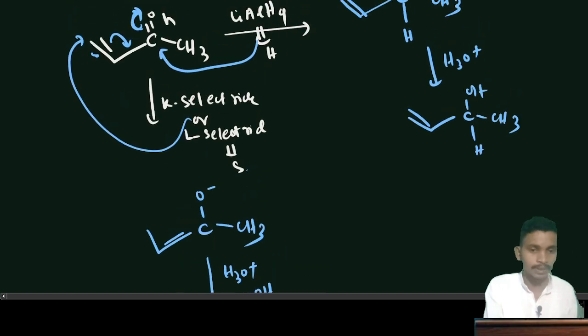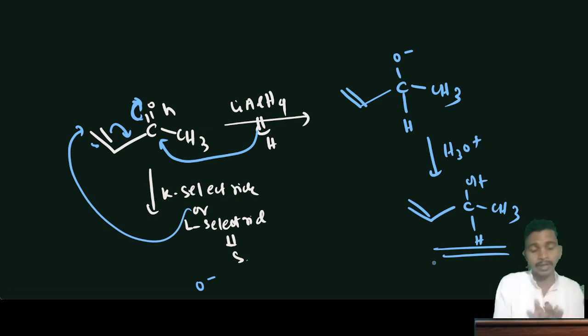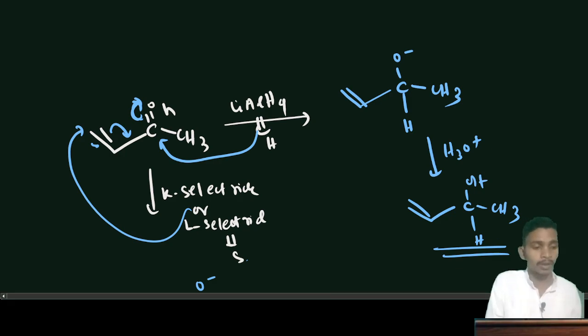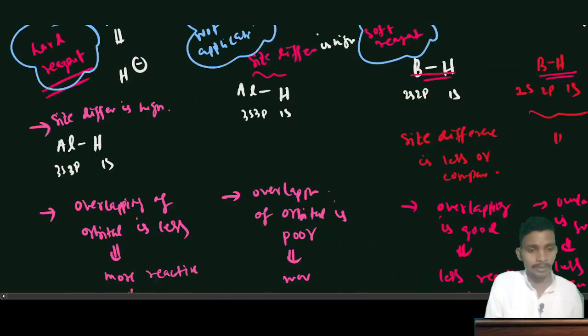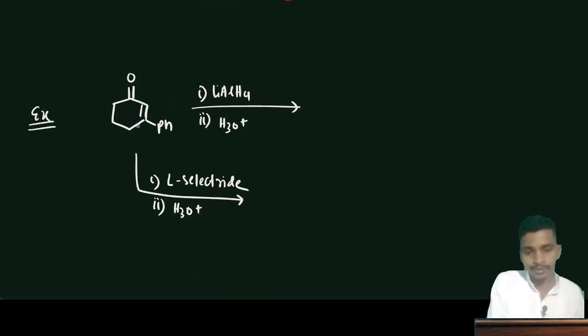If you give these reagents, K-selectride or L-selectride, this will be the final product, and if you give LiAlH4, that will be the other final product. So in this way, where hard will have good interactions, it means always hard will try to attack hard, and if it is soft, it will try to attack soft. If we solve a question, it will be clearer. Let's take the past questions.